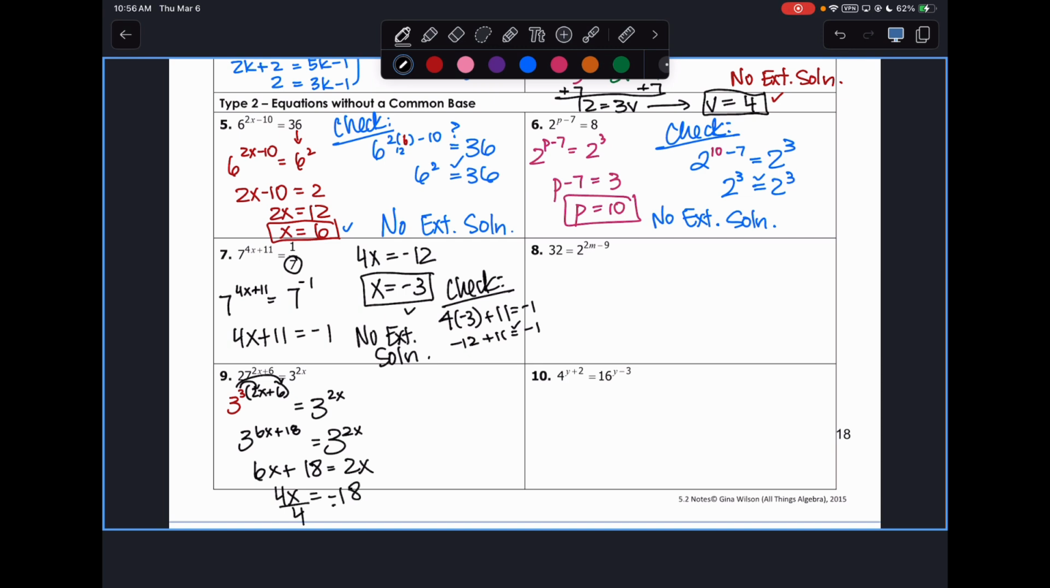It looks like we're going to have a fraction. Are fractions still valid answers? Yep. Negative 9 over 2. When you check it, it should still work.